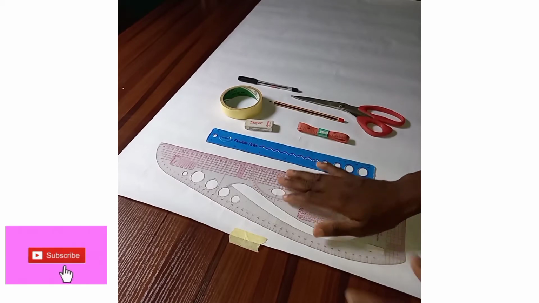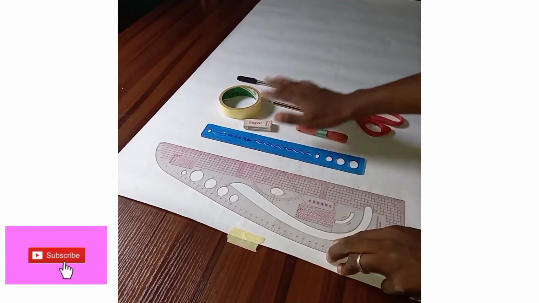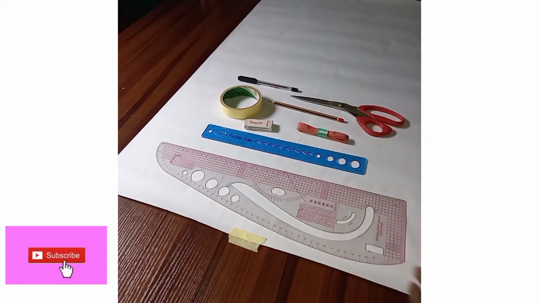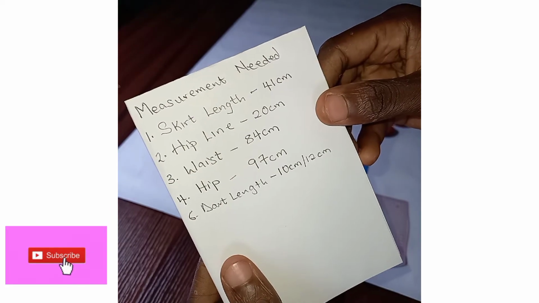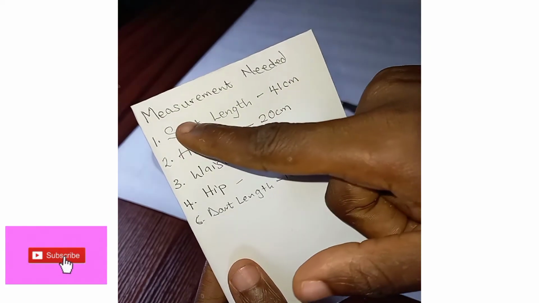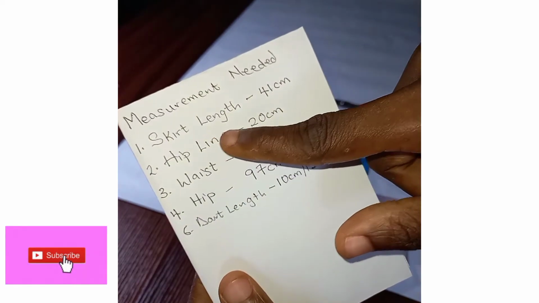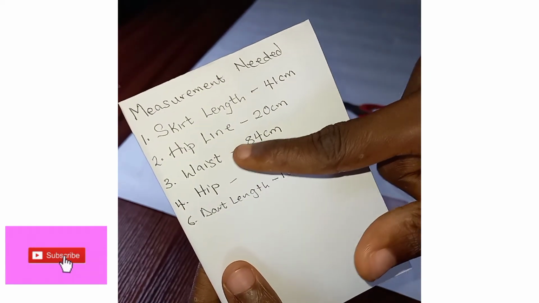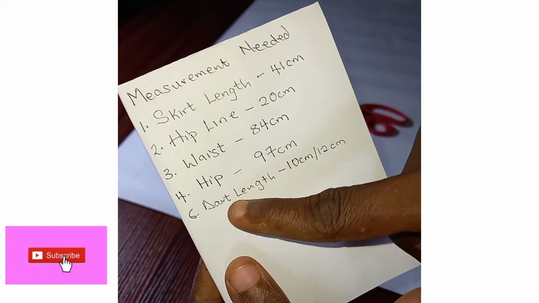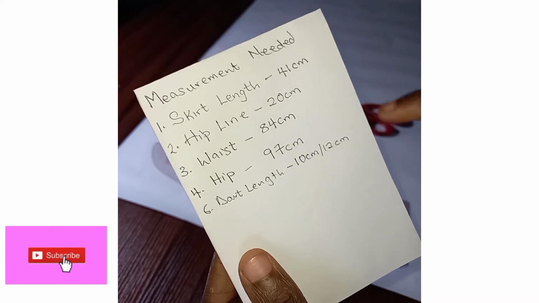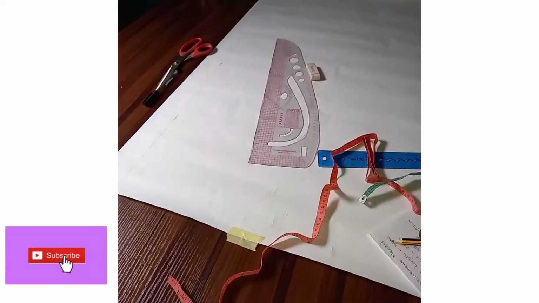These are the things that will be needed for the purpose of this practical. The scissors is needed when you want to cut your pattern or your fabric. The measurement that we'll be using can be in centimeters or inches, depending on your choice. We'll be needing our skirt length, the hip line, our waist measurement, the hip measurement, and the dart length. So let's go into the work proper.